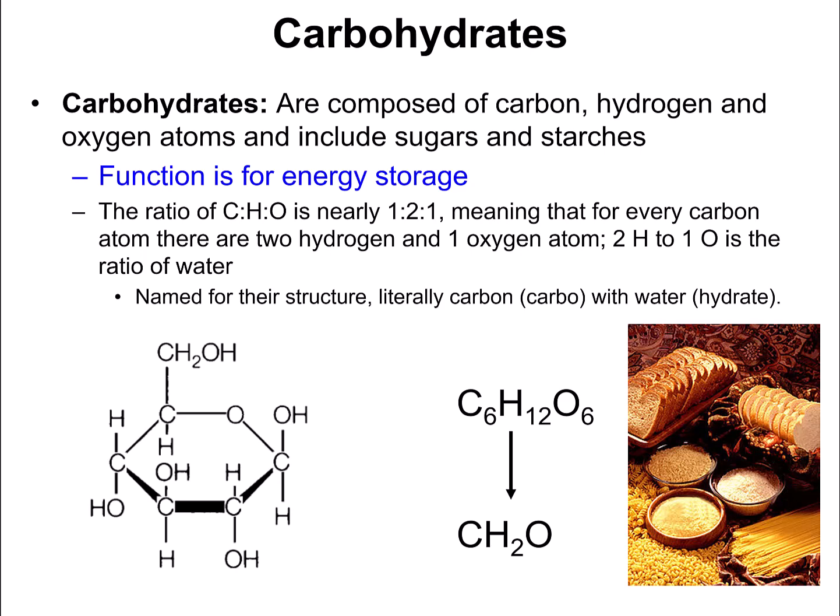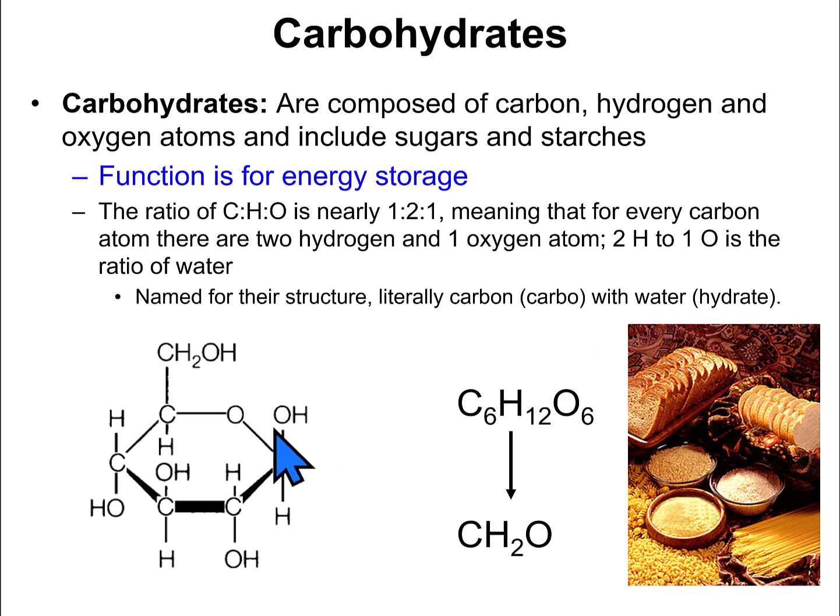The ratio of C, H, O is nearly 1 to 2 to 1, meaning that for every carbon atom, there are 2 hydrogen and 1 oxygen atom. That 1 to 2 to 1 is the ratio of a carbohydrate. Well, if you look at water, it's 2 hydrogens to 1 oxygen. That's the ratio of water. The name carbohydrate means carbon hydrated with water.